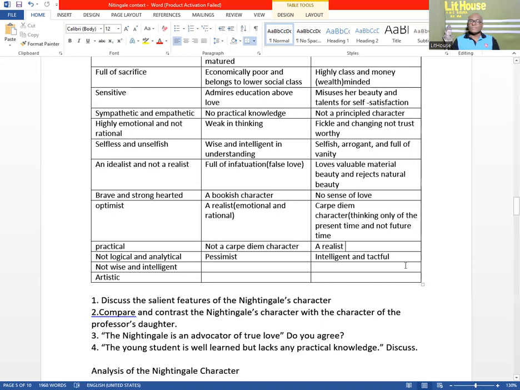Intelligent, tactful in some way. She is not educated, but she is tactful, intelligent. How? For what? She is intelligent and tactful in keeping unwanted people away from her life. She does not like the young student. Therefore, she devised a genius, tactful plan, method.